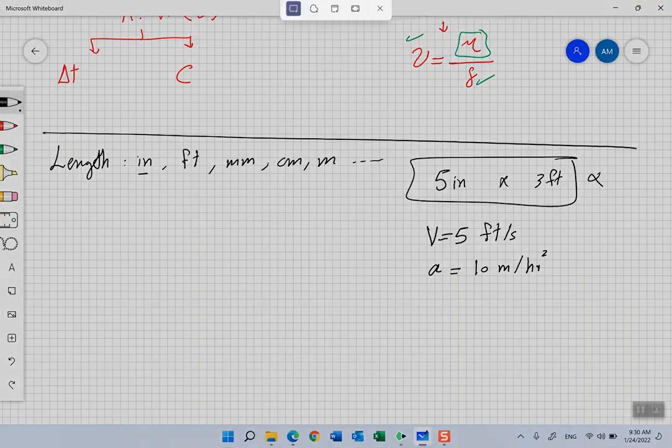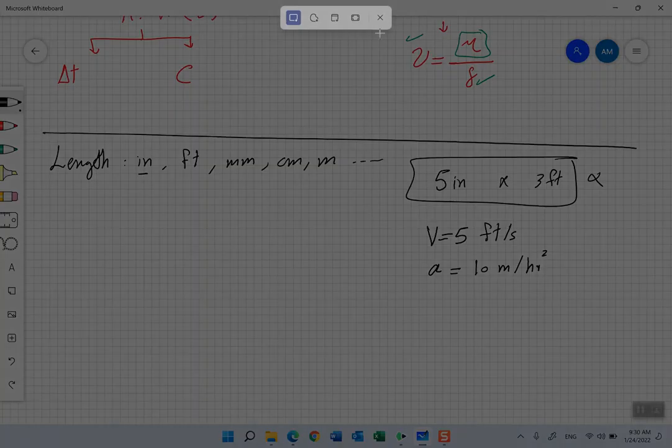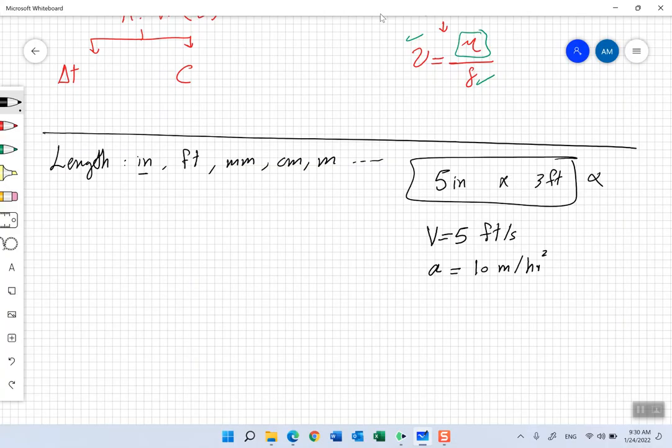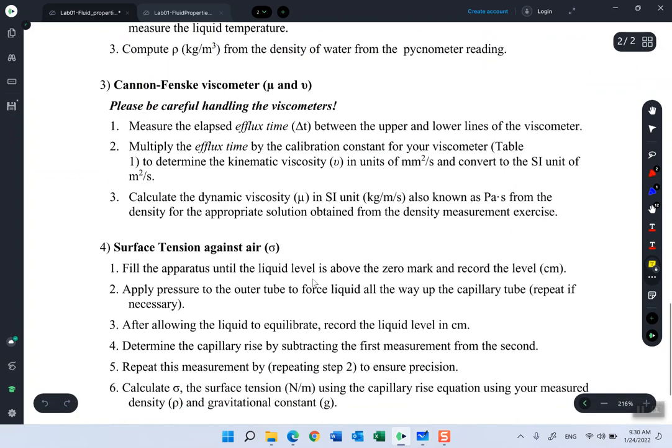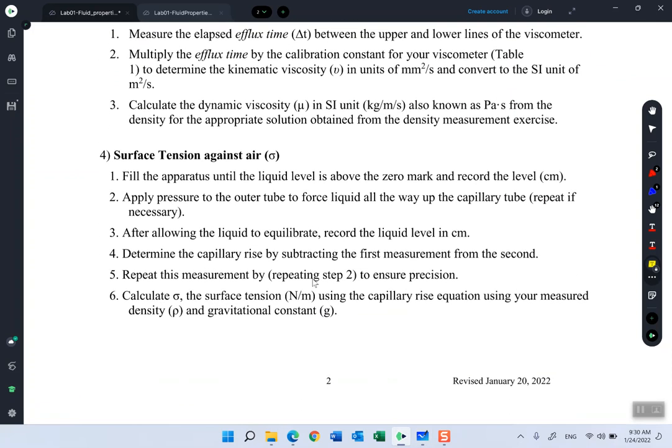You should really understand how to do that, because if you didn't, all your calculations will be completely wrong. So we will go through these together, but I just want to highlight the importance of using uniform dimensions before going any further with the lab. Great, so we will do that together right now, but let's first finish, or at least explain, the last experiment, which is surface tension against air.